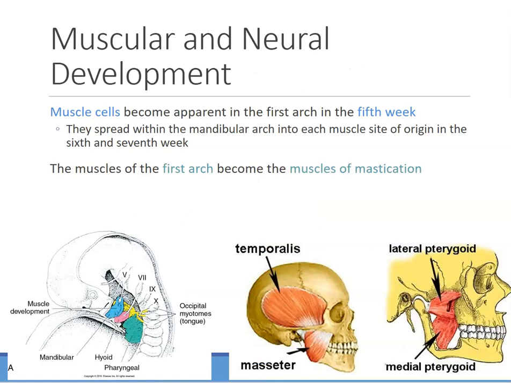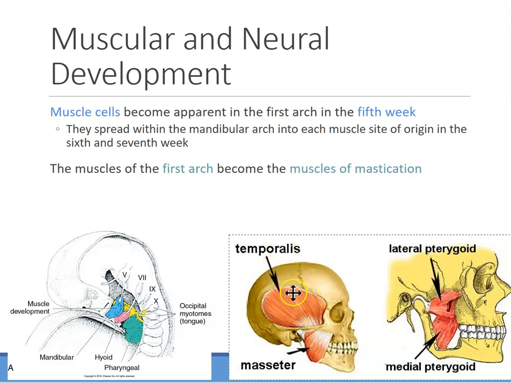Okay, remember how I said that the first arc, which is also known as your mandibular arc, the lower jaw arc, makes the muscles of mastication? These are the 4 muscles of mastication. In orofacial, we're actually going to learn about this in more detail. But for now, what I want you to know is to recognize these names.